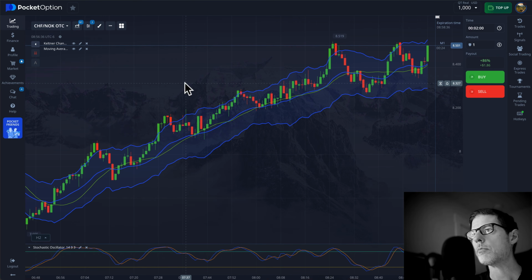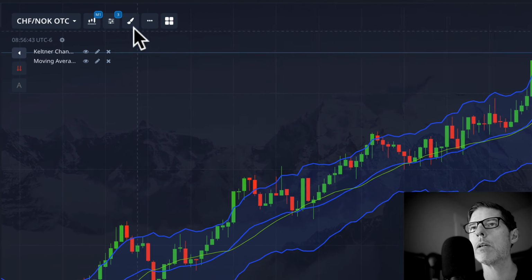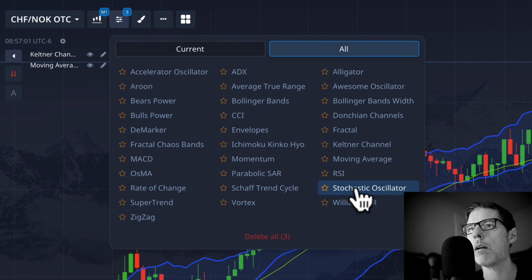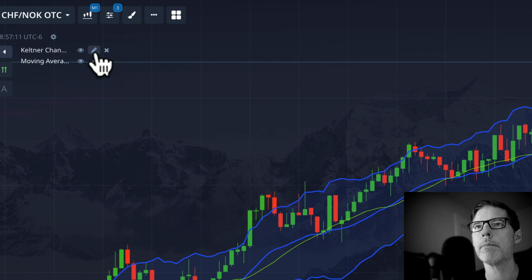Okay, so let's get into the indicators. There's going to be 3 indicators that you will need to add to the chart. So up here on the indicators menu, right here, there's going to be the Keltner channel, moving average, and the stochastic oscillator. Now, some of these have the default settings, and that's great because it just takes a lot less time to set all this up. But for the Keltner channel, what we're going to do is click on the little pencil icon just to the right of the name Keltner channel here.